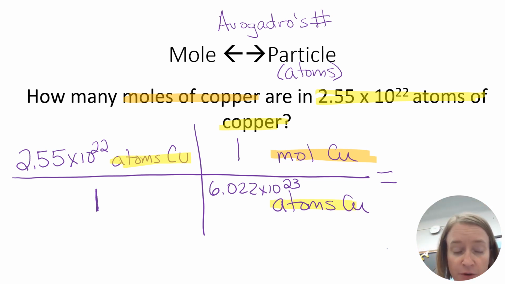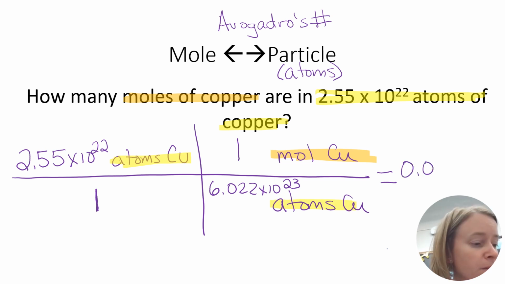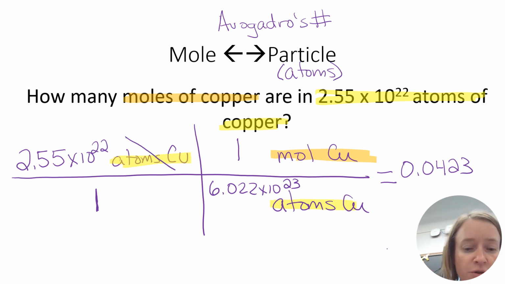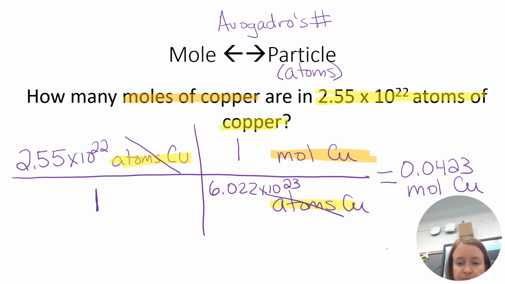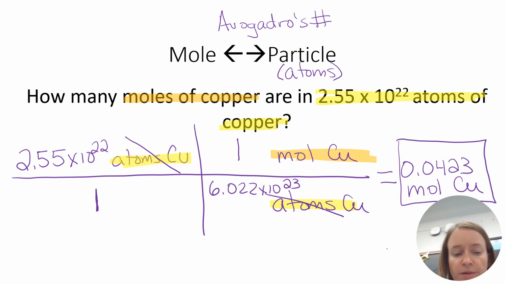And then we need to round for correct sig figs. So the number we were given has 3 sig figs. Avogadro's number has 4 sig figs, so I should round for 3 sig figs. So I would get 0.0423. These units cancel, and I get moles of copper. And that's my final answer there.